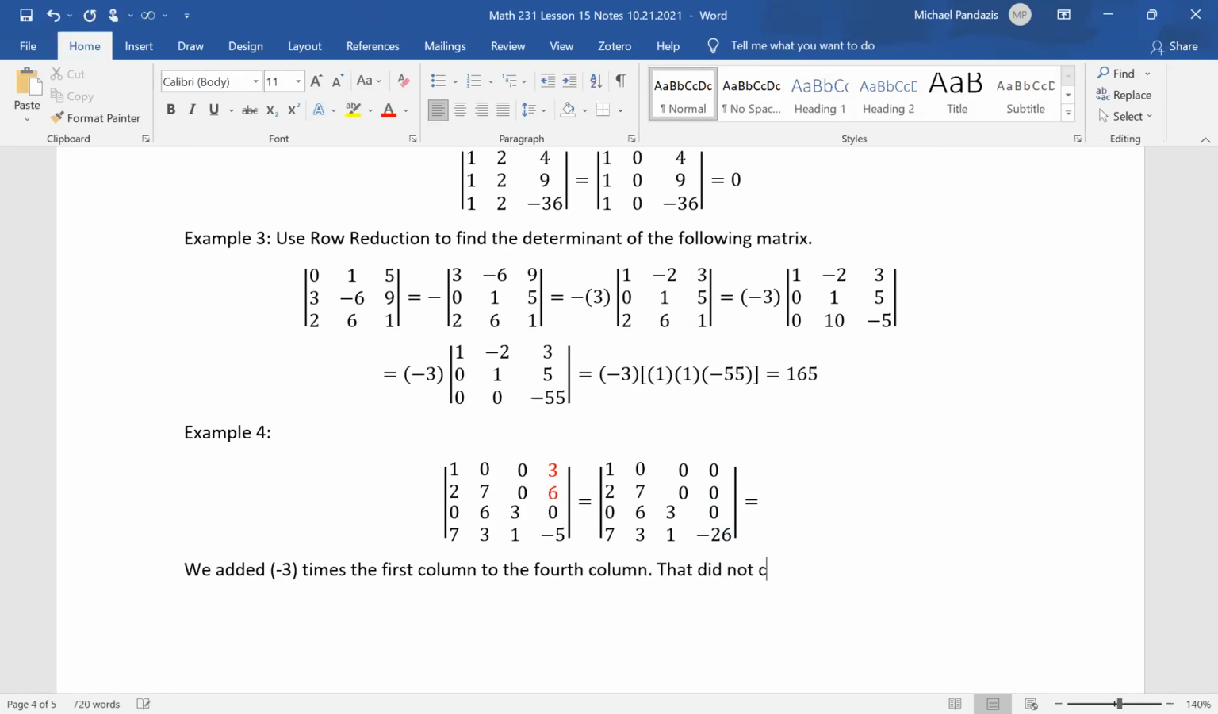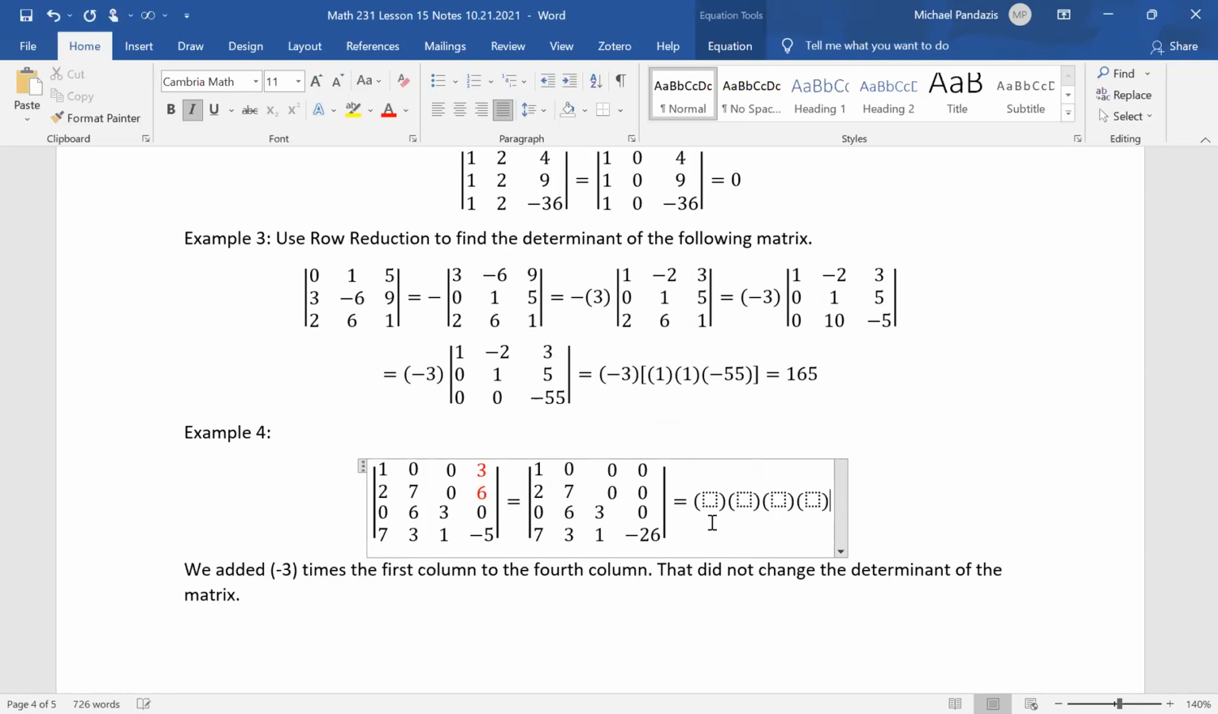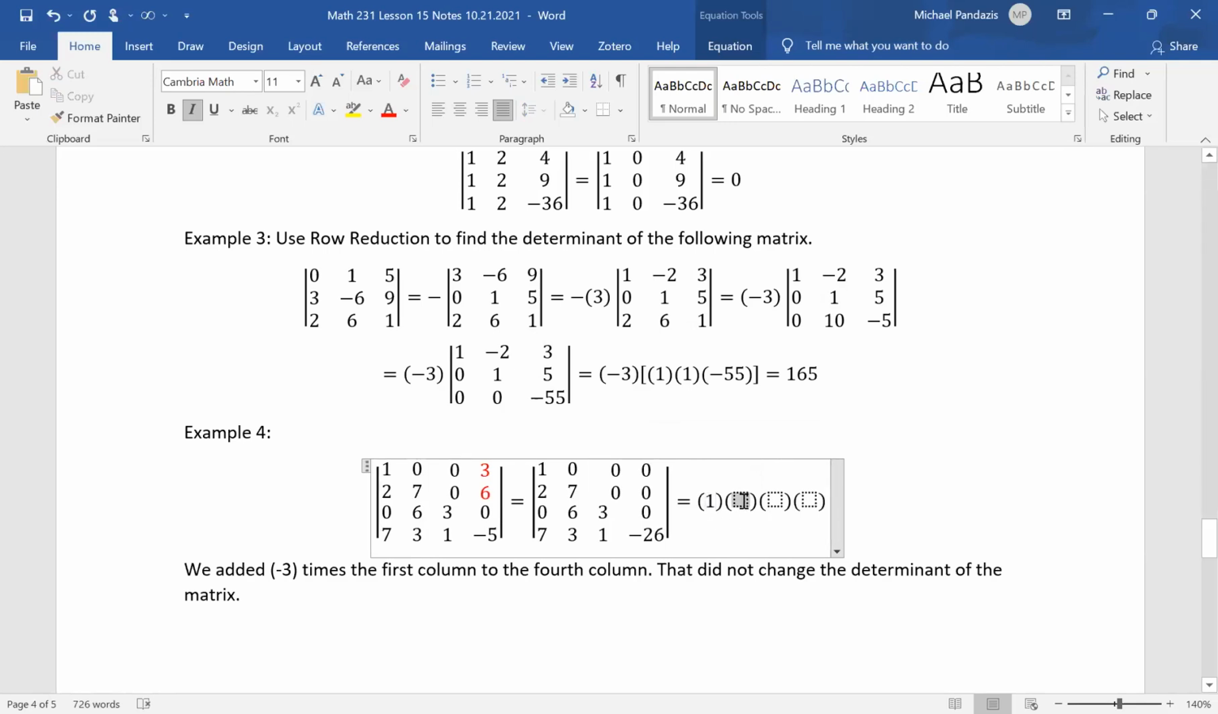That did not change the determinant of the matrix. So the determinant of the new matrix equals the determinant of the old one because of the operation we chose. And now this is a lower triangular matrix, which means its determinant is equal to the product of its diagonal entries. So we're just going to multiply all the entries on its main diagonal.